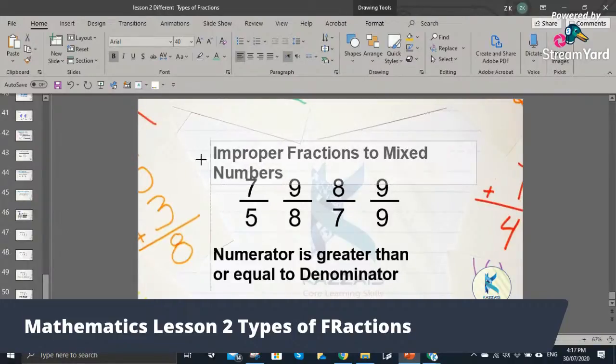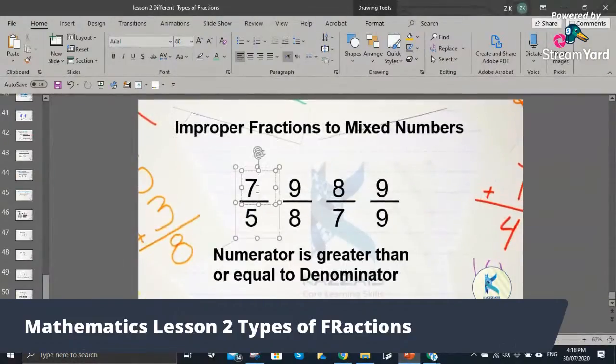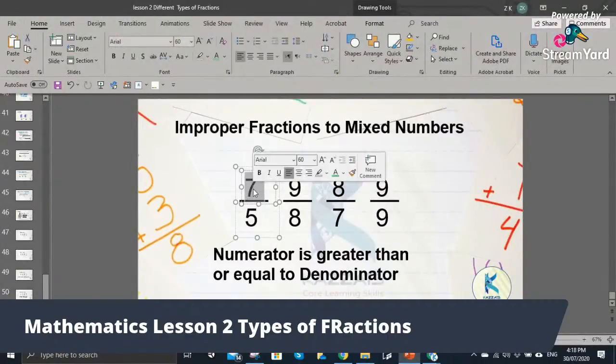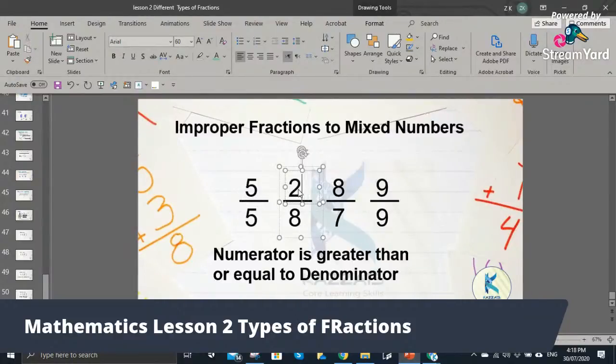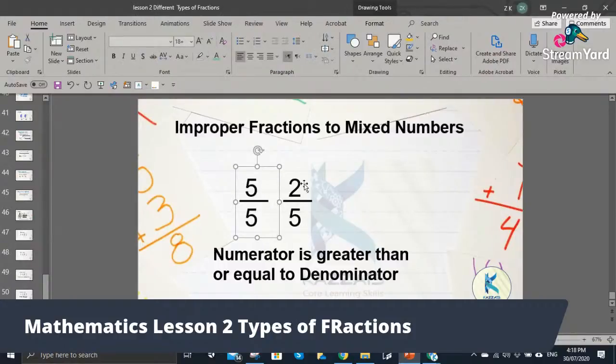Now, what is actually 7 over 5? 7 over 5 means that 5 over 5 plus 2 over 5. Okay, I'm just talking about this fraction right now.